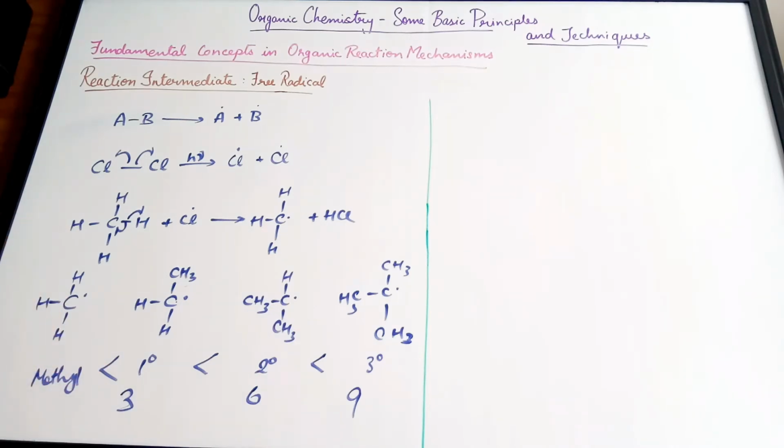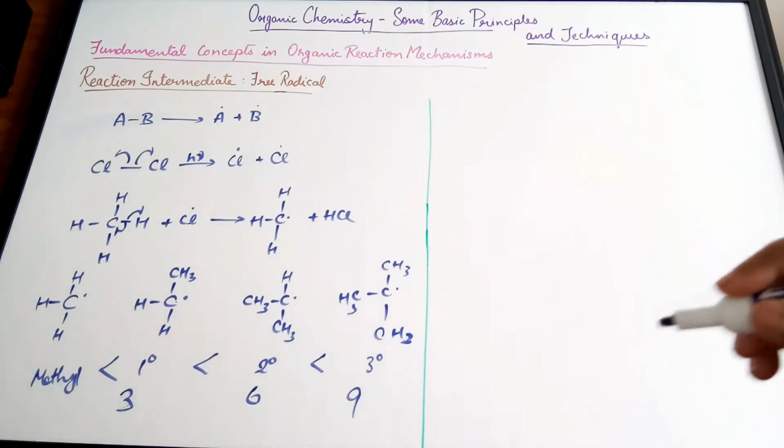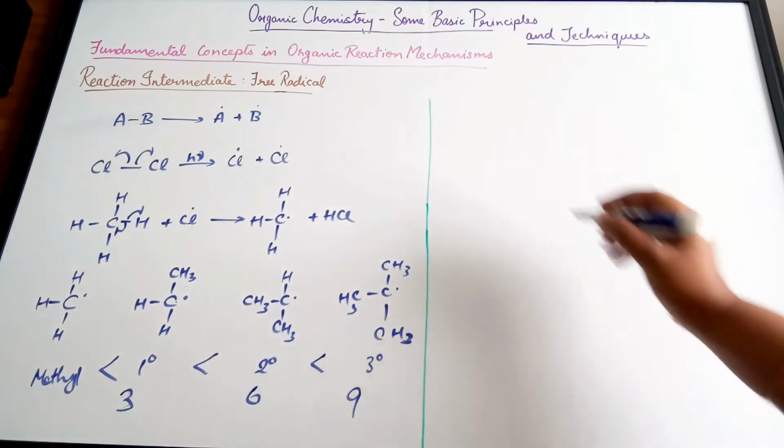Now, in case of allylic and benzyl free radicals, they are stabilized by resonance. This is again similar to what we learned up until now. In case of benzylic and allylic carbanions and carbocations, we studied the fact that they are stabilized by resonance. So these free radicals are also stabilized by resonance.